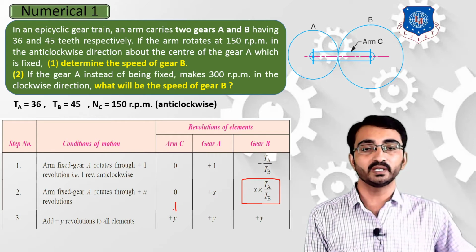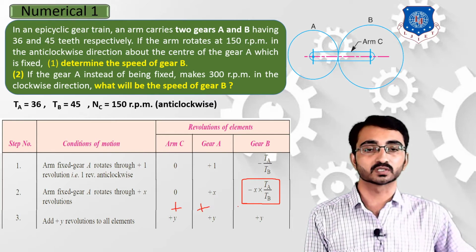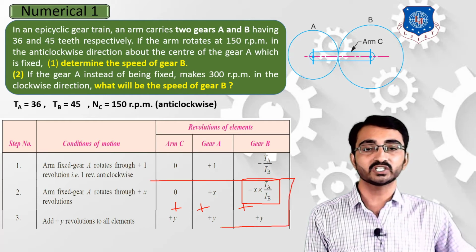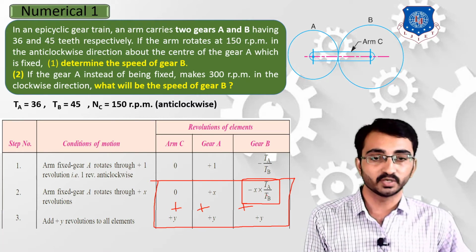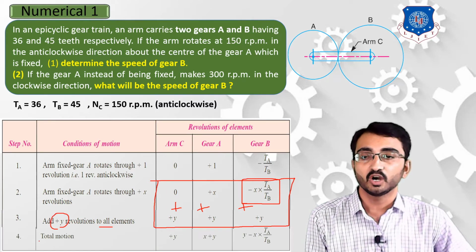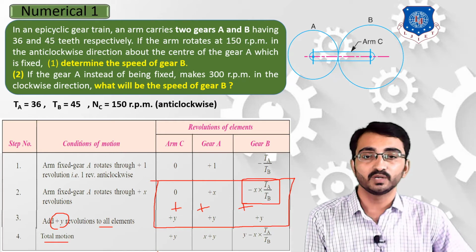So we have to add these two rows, that is row number 2 and row number 3, and this addition will give you the total speed of each and every component. The total motion of each and every element will be the addition of the second and third row.